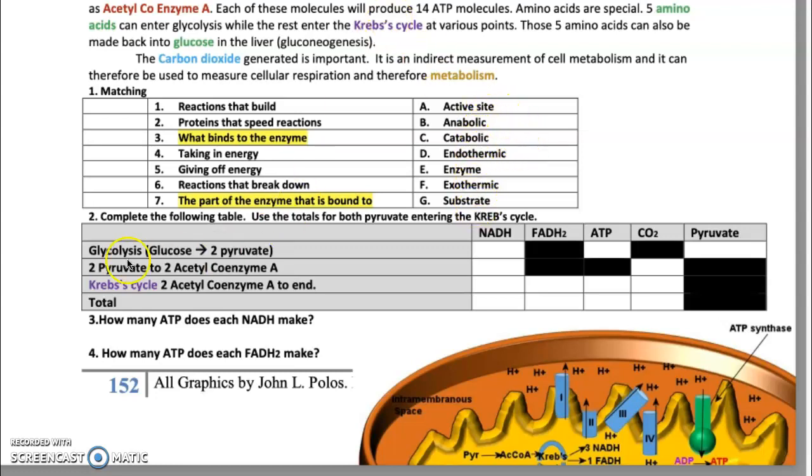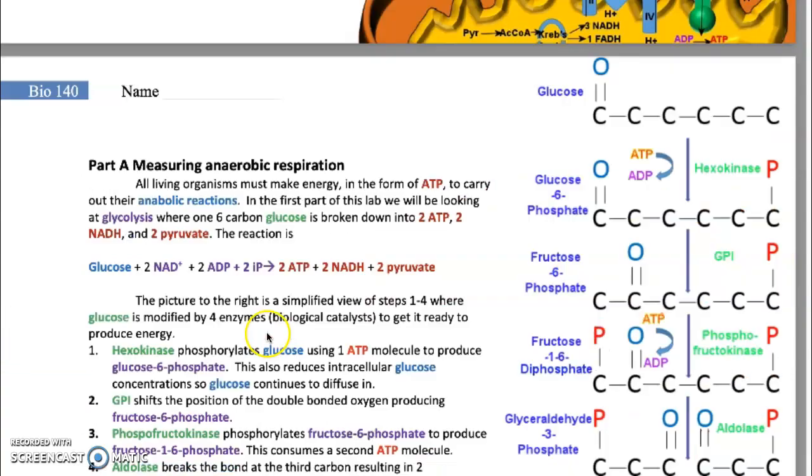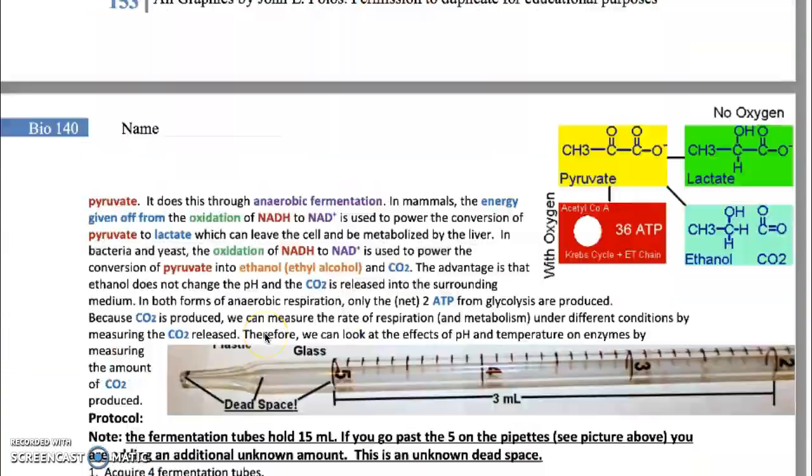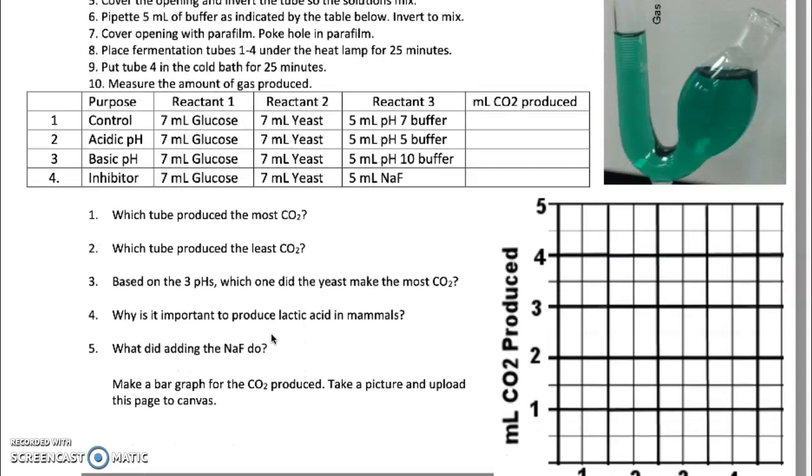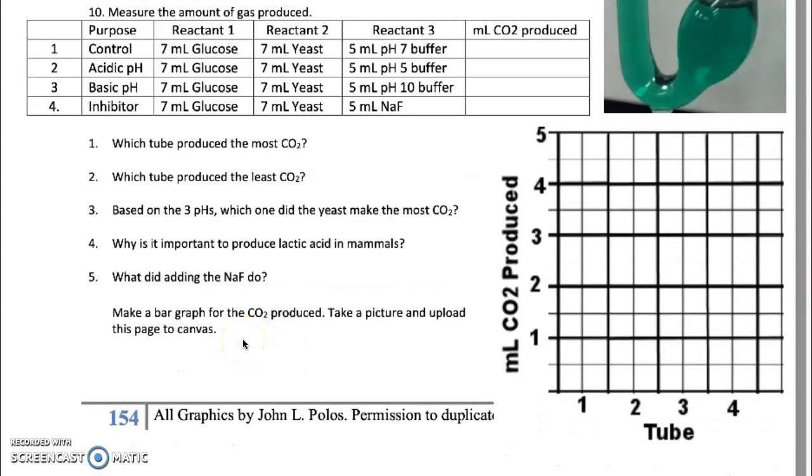The answers are above. This is going to be an essay question on your tests, so you better know what they are. All I want you to upload for this is the last part of the lab, which is right here. And I care about 3 things. I want to see the results. And I want to see what the fermentation tube is, how many milliliters of carbon dioxide it produced. I want you to answer these questions, and I want you to make a bar graph.